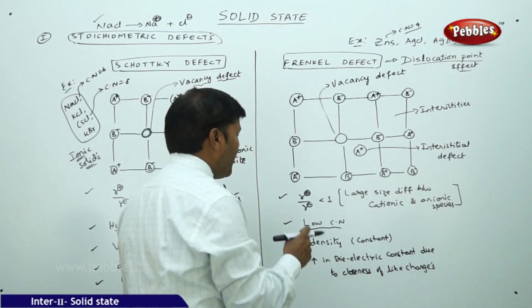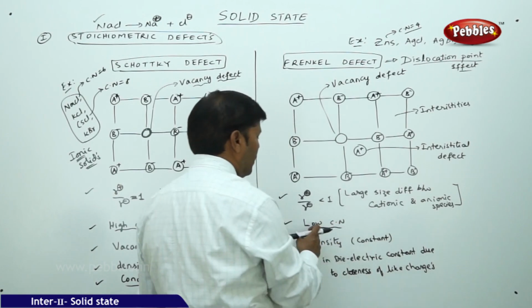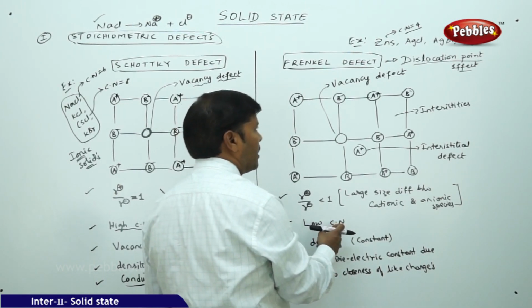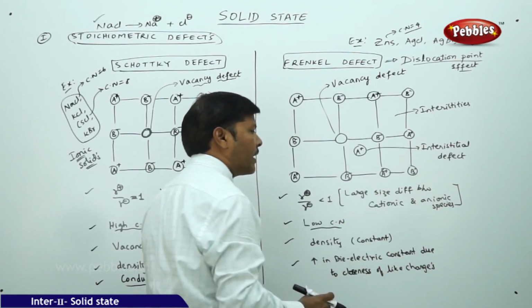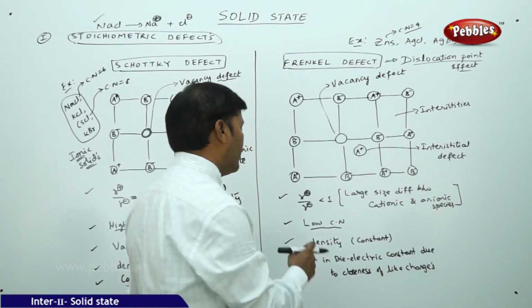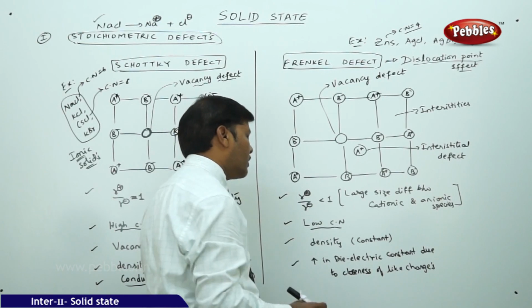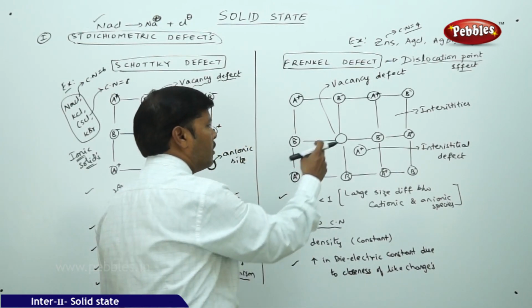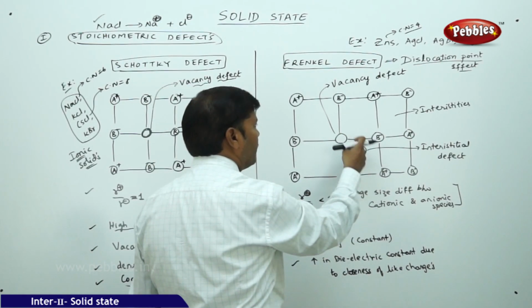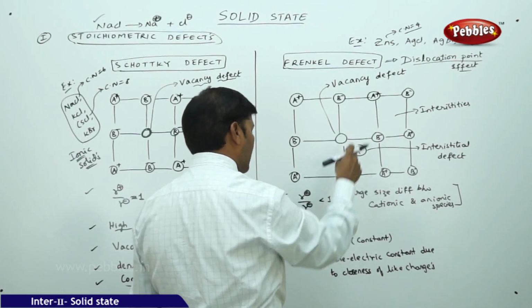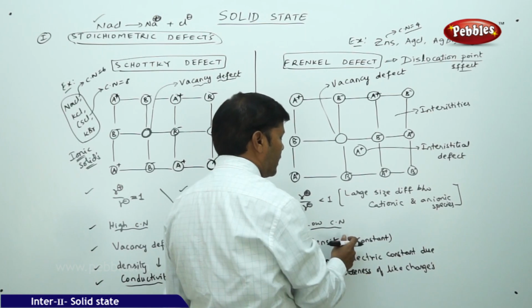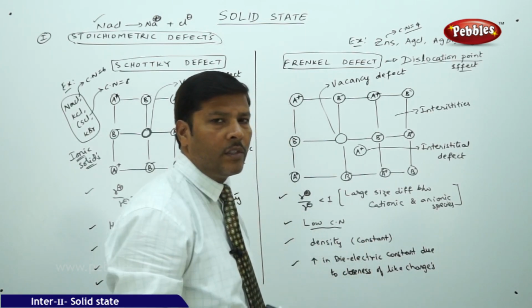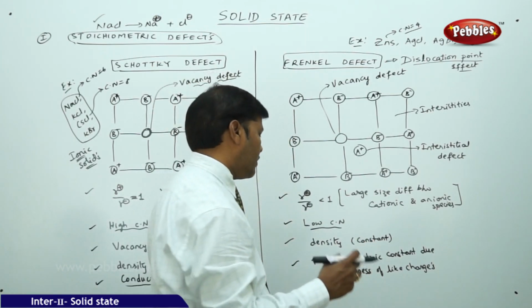It is very clearly understood that it favors all the crystalline solids whose coordination number is low, because there is a large size difference between the cationic and anionic size. The cationic site is not missing from the crystal lattice, it is staying within the crystal lattice, so the density of the crystal lattice is not affected. The density of the crystalline solid more or less remains constant.